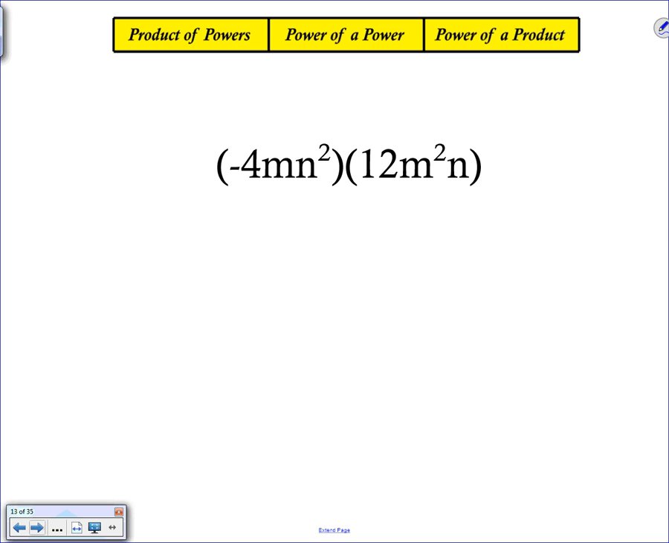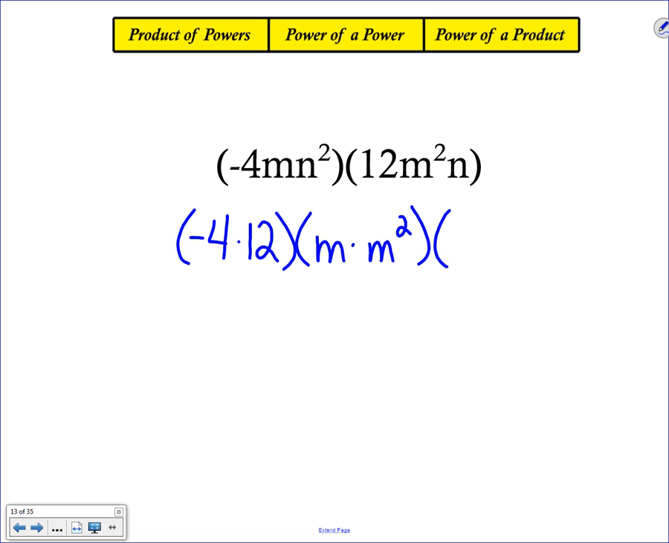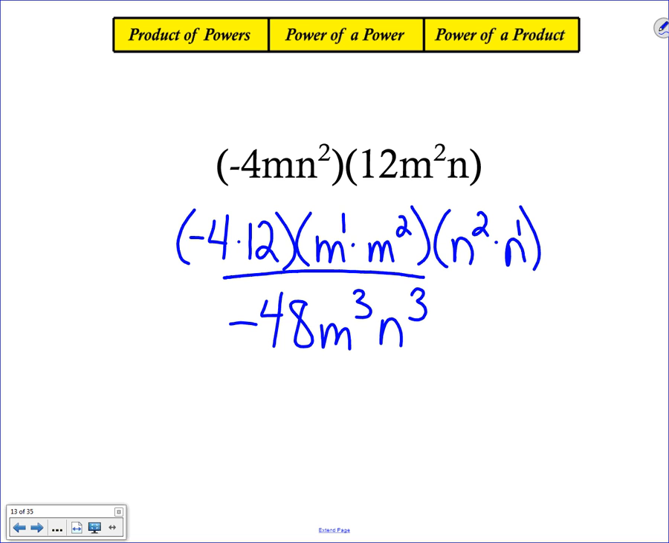I'm multiplying all the way across, so I can separate the pieces out. Put the coefficients together, put each variable together. 4 times 12 is negative 48. M times m squared, this is m to the 1, so this is m cubed. And n squared times 1, this is n cubed.